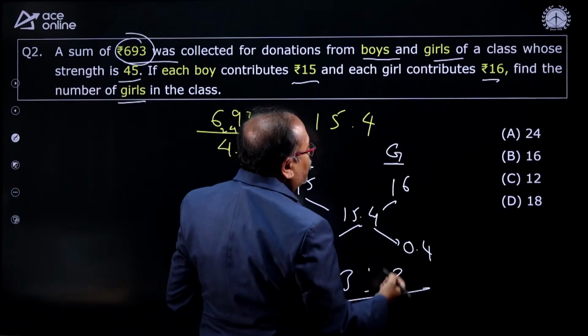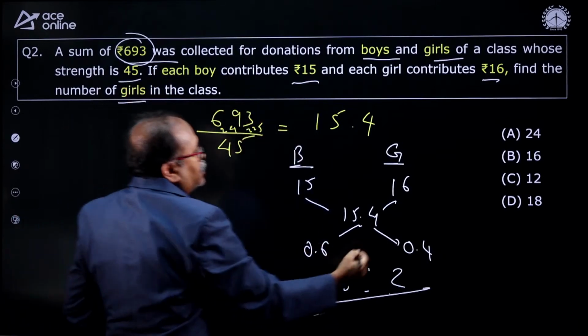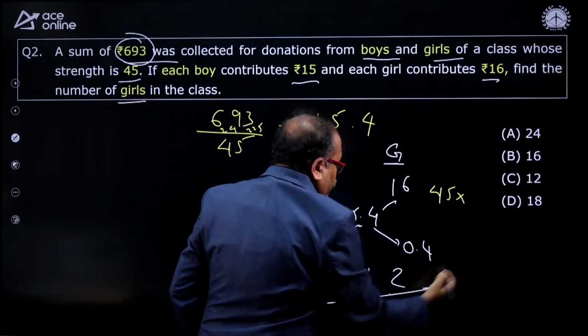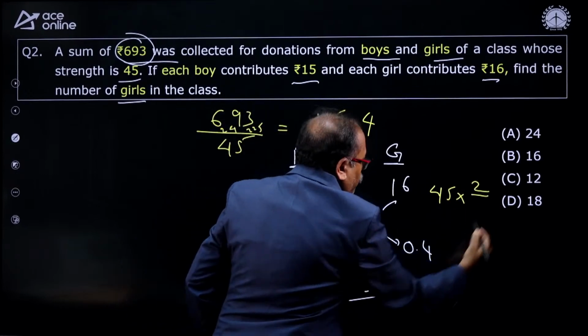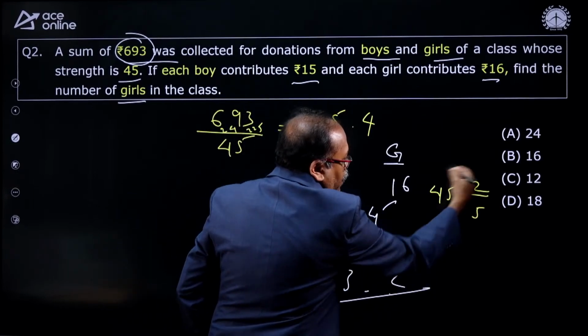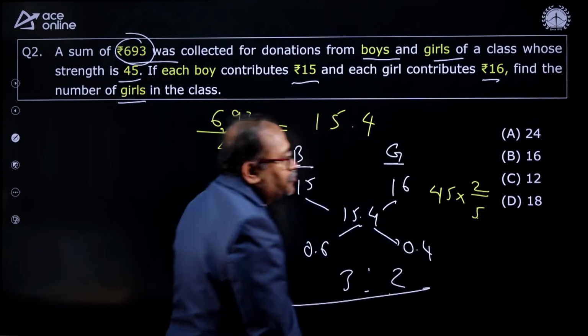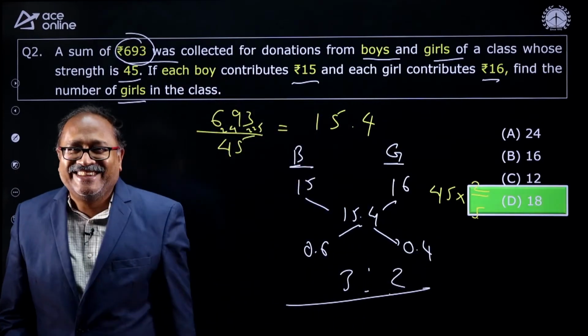Now the total number of students is 45. And out of 45, the number of girls is 2 out of 2 plus 3, which is 5, Mr. Sai. And I can see that is 9, and 9 twos are 18, option D.